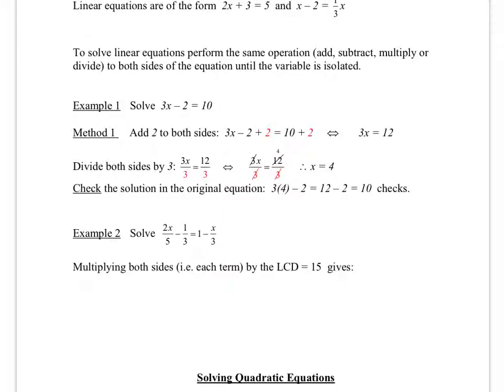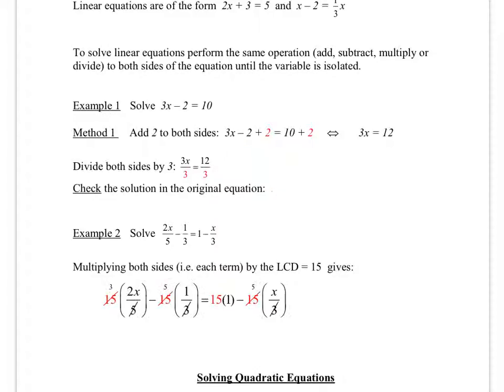Remember, it's each term that has to be multiplied by 15. So we get something that looks like this. Notice that the 15 and the 5 will kind of cancel out slightly, so we'll just have a 3 left that has to multiply the 2x. The 15 and the 3 will cancel out a little bit, so that we just do 5 times 1. Then these things here, the 15 multiplies by the 1. The 15 and the 3 will cancel out slightly to leave us with 5 times the x.